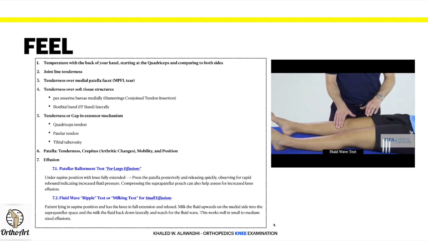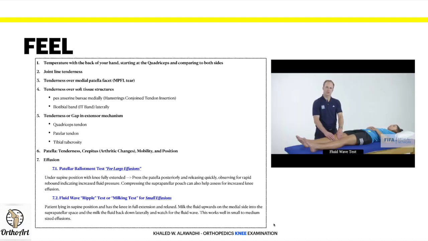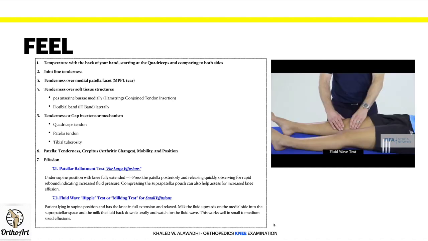For effusion, we're doing a swipe test. We swipe upwards, pushing any fluid up into the suprapatellar pouch, and then we swipe down on the outside, looking for a bulge in the medial knee here. So swiping up and then down the outside. We can also palpate for an effusion. Sometimes with a larger effusion you don't have such a nice swipe, so we can see, does the knee feel full relative to the other side?